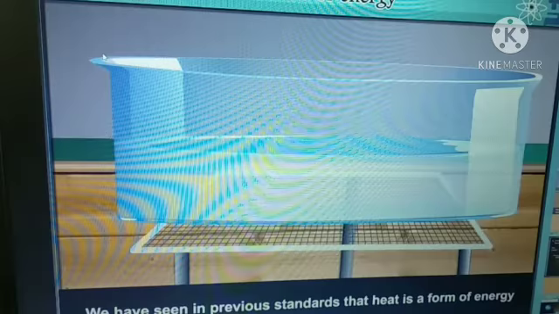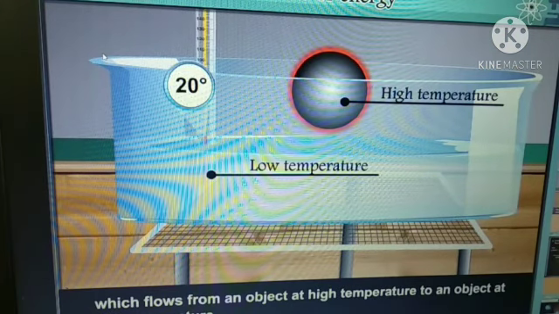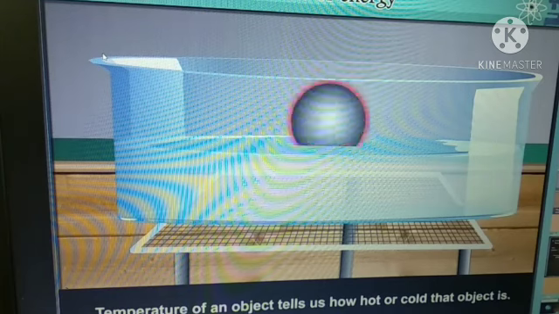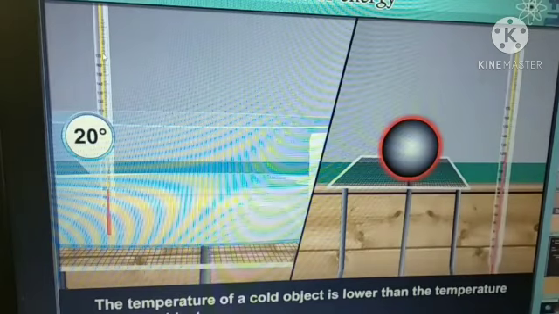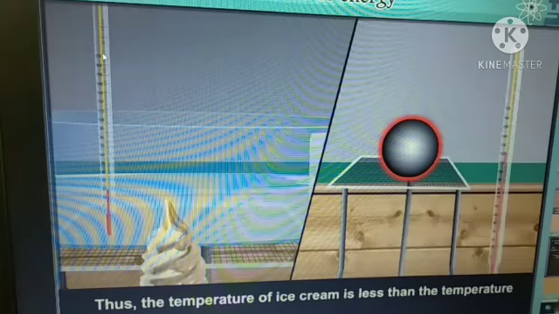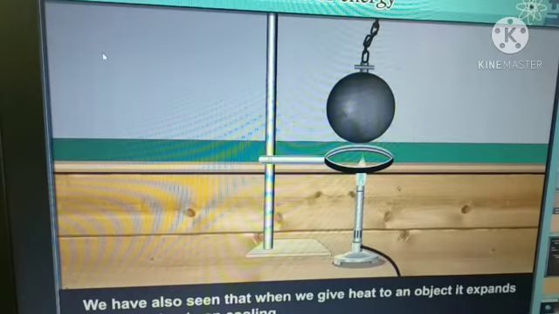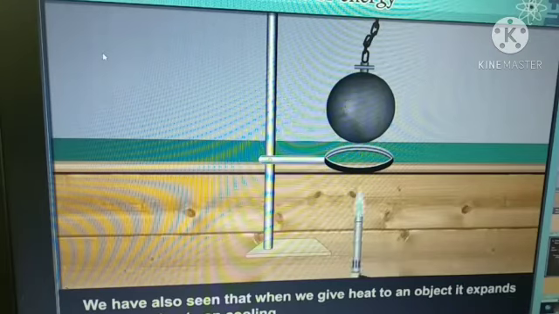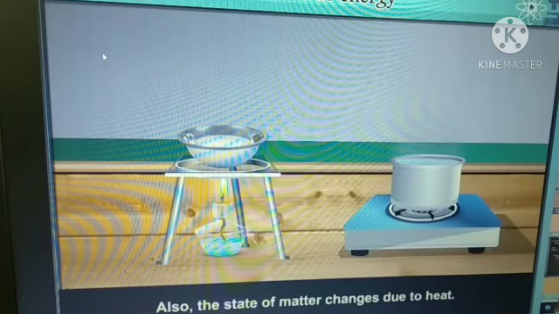We have seen in the previous standards that heat is a form of energy which flows from an object at high temperature to an object at low temperature. Temperature of an object tells us how hot or cold that object is. The temperature of a cold object is lower than the temperature of a hot object. Thus, the temperature of ice cream is less than the temperature of tea. We have also seen that when we give heat to an object, it expands and it contracts on cooling. Also, the state of matter changes due to heat.